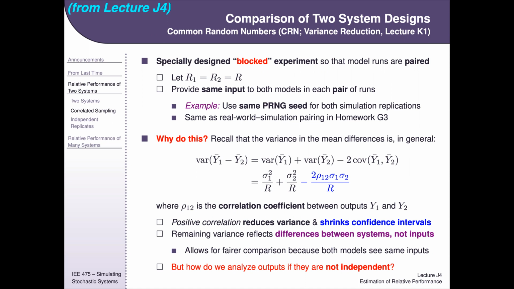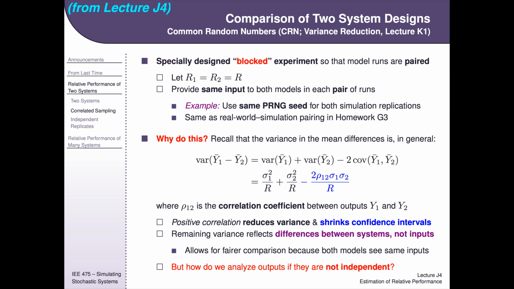Then for each output, we can calculate a difference. For each input, we can calculate a difference in outputs, and that will generate a string of differences. So every replication will have one difference value associated with it. If you have 10 replications, you'll have 10 differences. Then we compare the confidence interval on those differences to 0. If it includes 0, we can't tell a difference between the systems. If it doesn't include 0, then one system is better than the other.